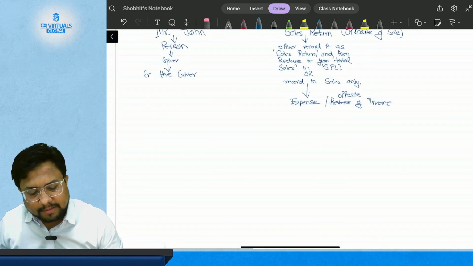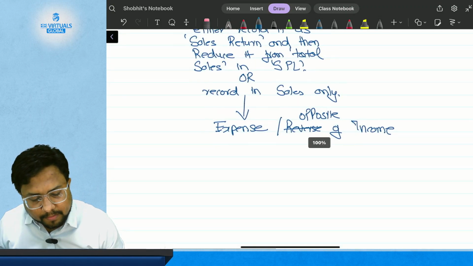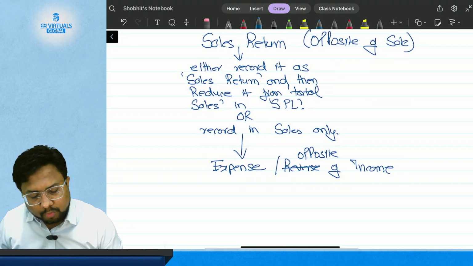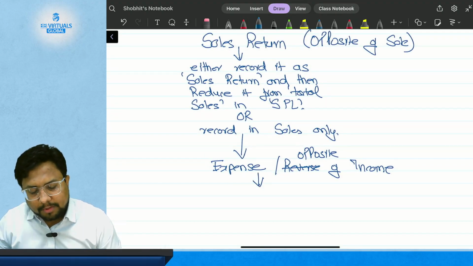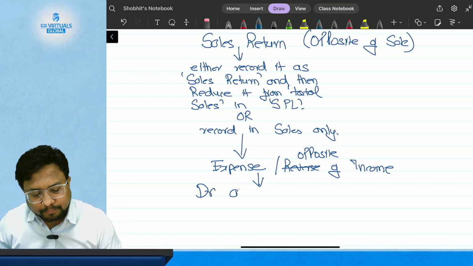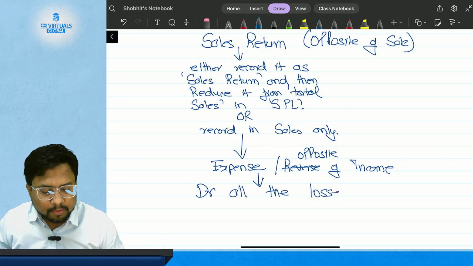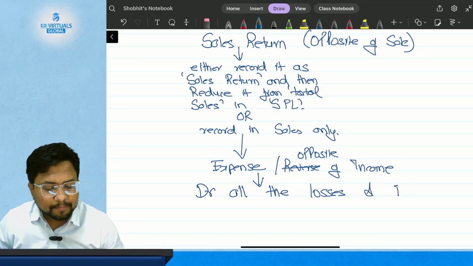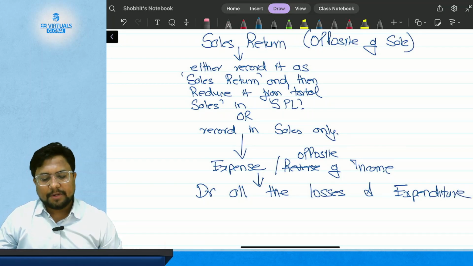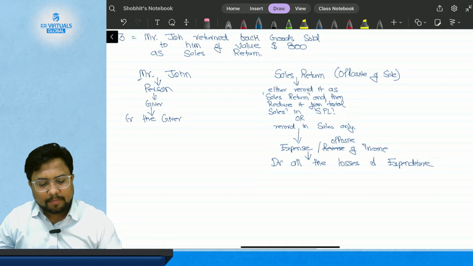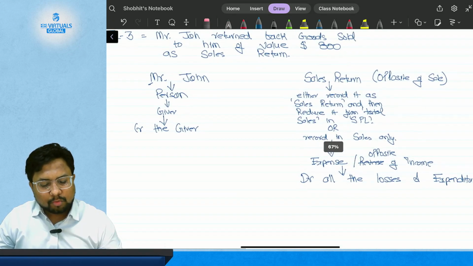So if we apply the same rule here, if we apply the sale rule here, my rule will be debit all the losses and expenditure. Okay, so now we have applied both the rules on both the elements.